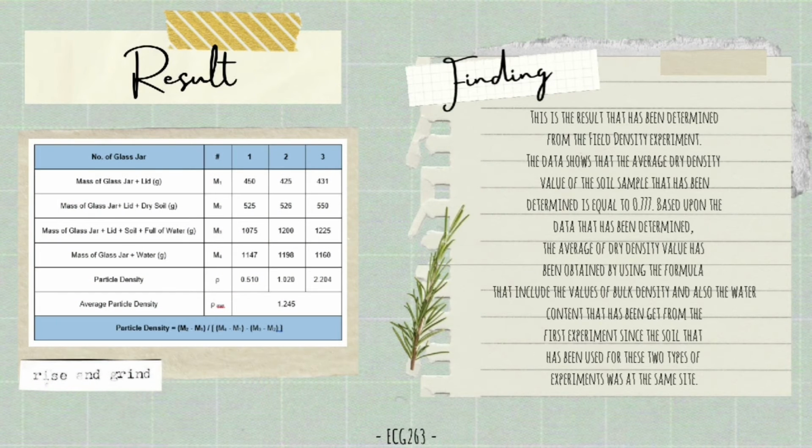This is the result that has been determined from the field density experiment. The data shows that the average dry density value of the soil sample is equal to 0.777. The average dry density value has been obtained using the formula that includes the values of bulk density and water content from the first experiment, since the soil used for these two experiments was from the same site.